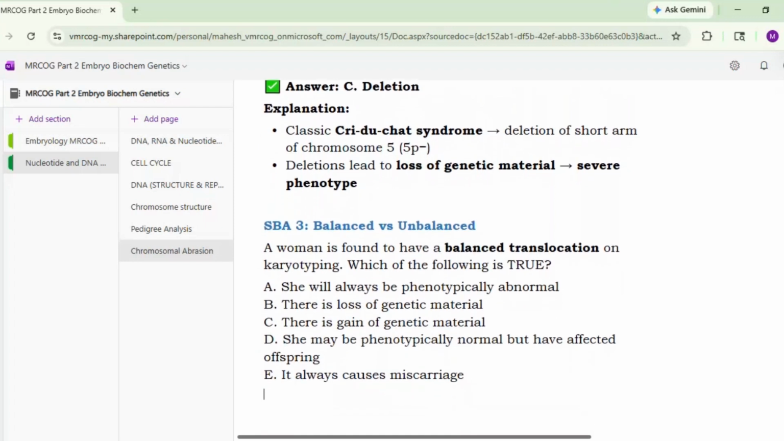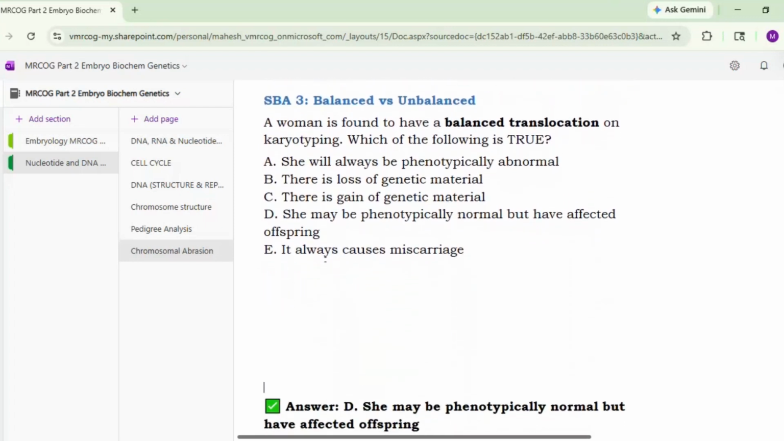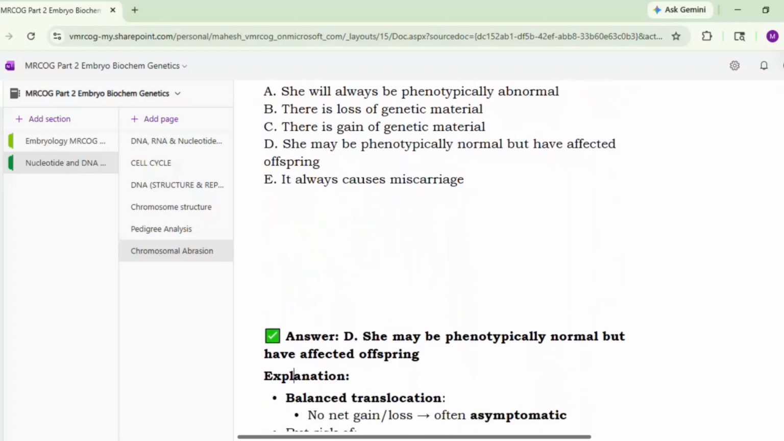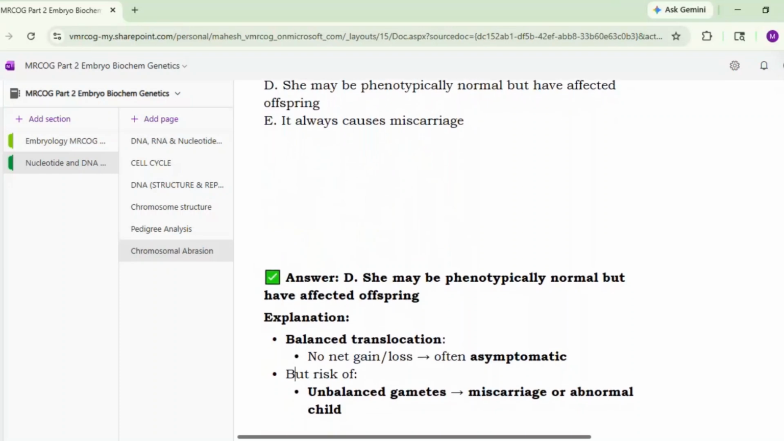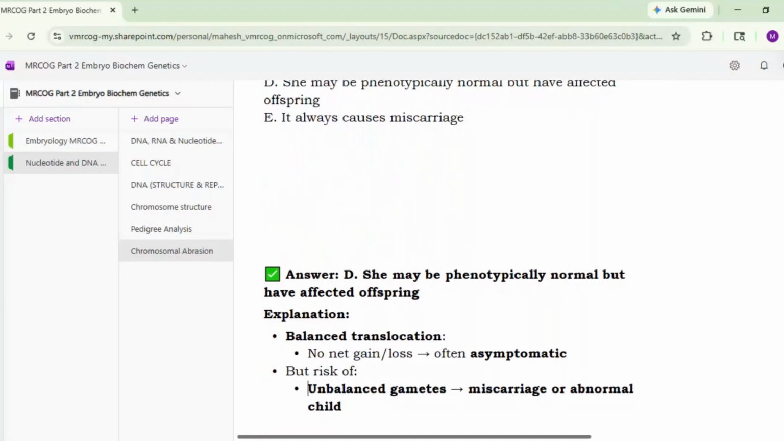Correct. She may be phenotypically normal but have affected offspring. Balanced translocation, that is no net gain, no loss. Often asymptomatic, but the risk of unbalanced gametes is always there. So that will lead to miscarriage or an abnormal child.